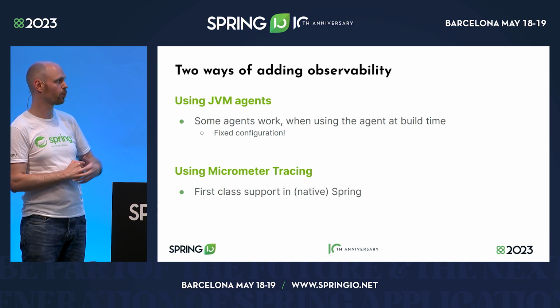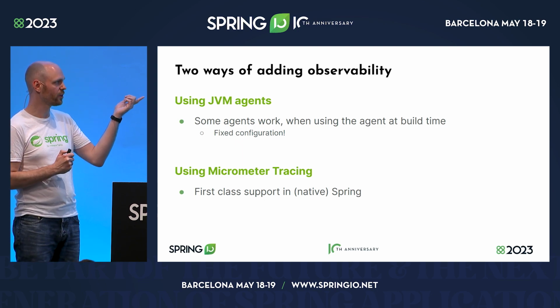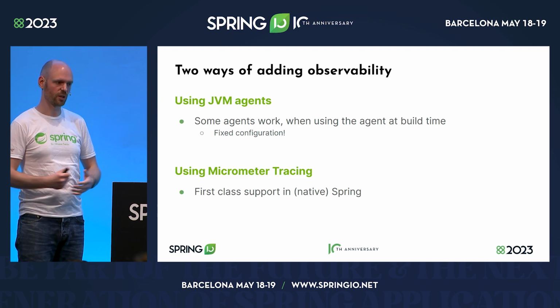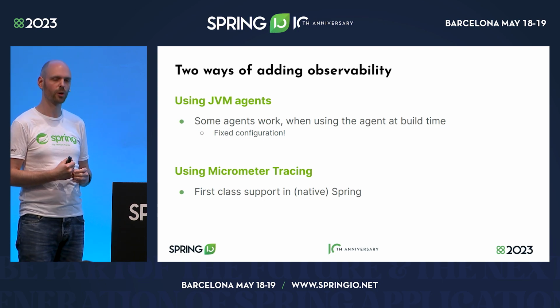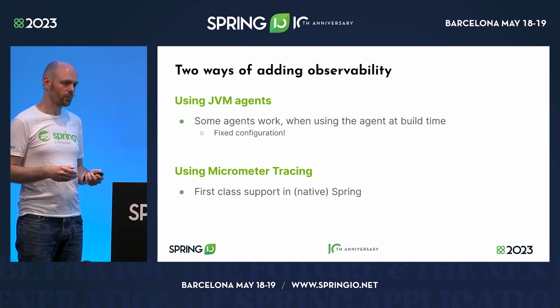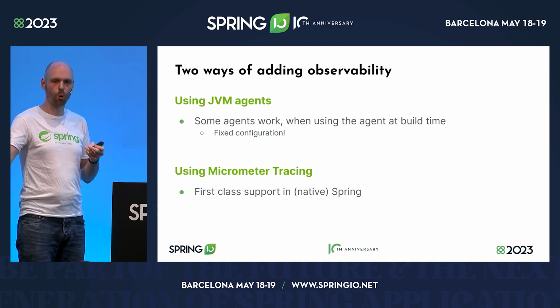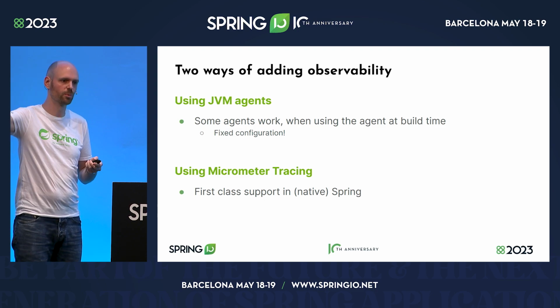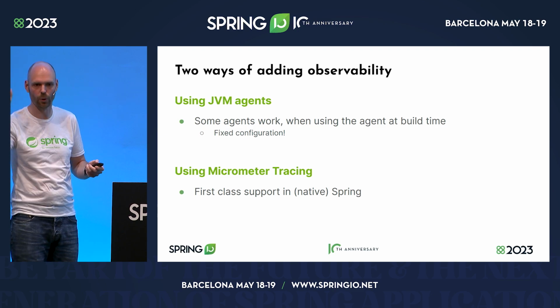The other option is using Micrometer Tracing. This was the other big feature in Spring Boot 3.0, the first-class support across the whole portfolio of projects. It's all instrumented using Micrometer Tracing, and Micrometer Tracing is essentially SLF4J for tracing. And then it all gets exported based on the exporter you put at the end. So for example, you can put it in Zipkin, Jaeger, OpenTelemetry, and whatever else you want.